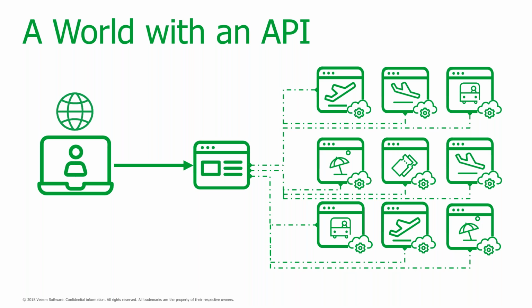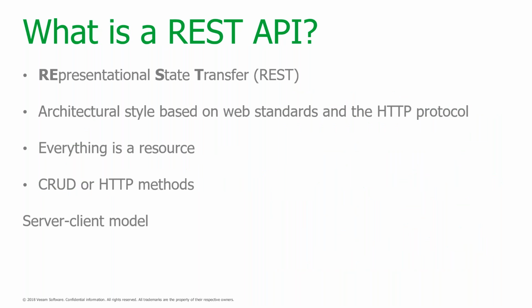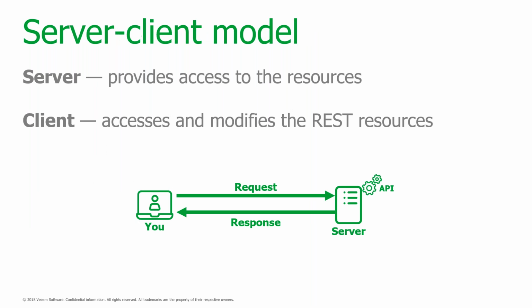So, okay. Very good. Let's go into what is a REST API. REST stands for representational state transfer. REST is an architectural style based on web standards and the HTTP protocol. Everything is a resource, and CRUD or HTTP methods. It's a server-client model, as we have seen before. Remember that story about the waitress. You will be the client, and the waitress will be the API talking to the server.